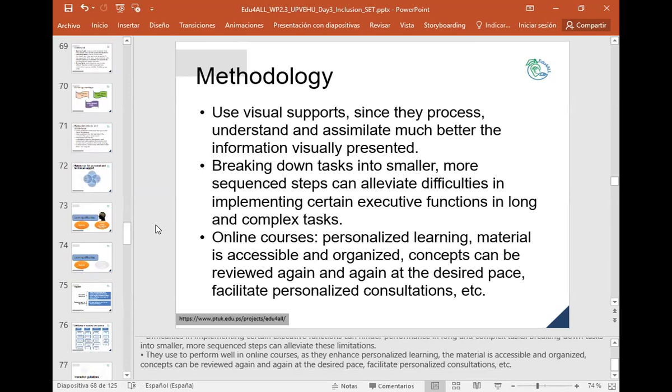Difficulties in implementing certain executive functions can hinder performance in long and complex tasks. Breaking down tasks into smaller, more sequenced steps can alleviate these limitations. They tend to perform well in online courses, as they enhance personalized learning, the material is accessible and organized, concepts can be reviewed again and again at the desired pace, and they facilitate personalized consultations, etc.